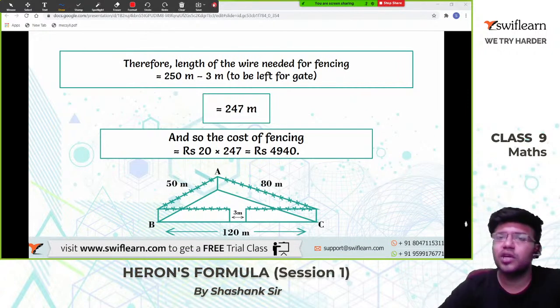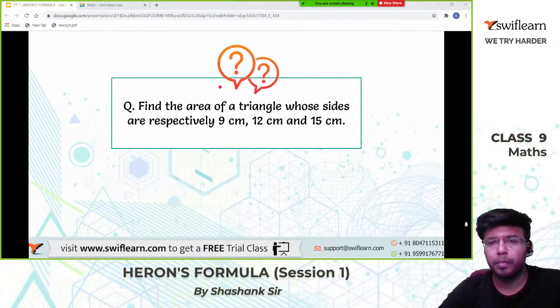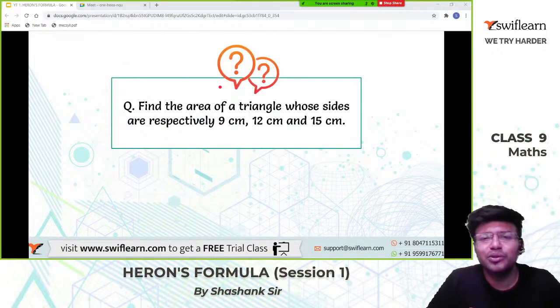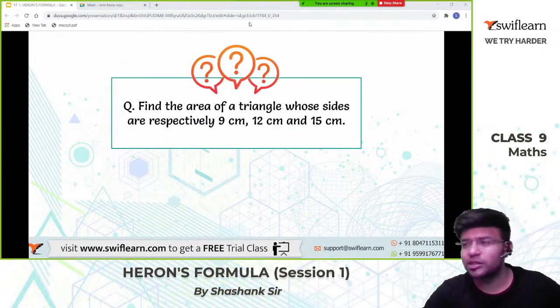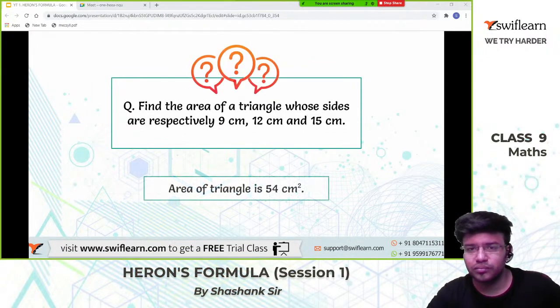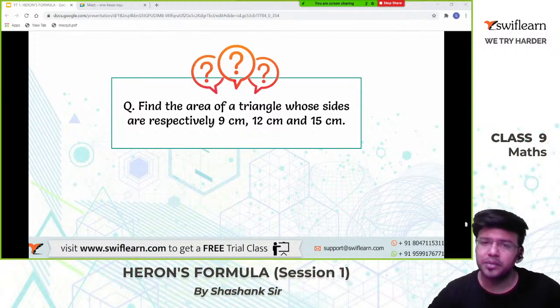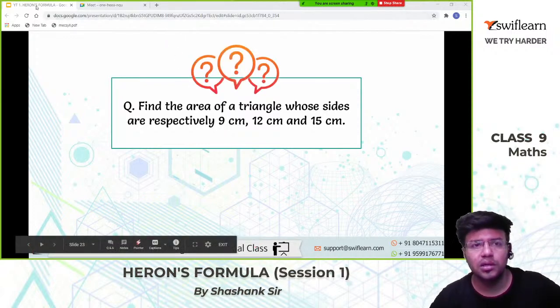Yes, this was the first problem. Find the area of a triangle whose sides are these respectively. Very easy problem, you will do this, I know. So let us solve this. The answer is given, steps are not given, so let us solve this.